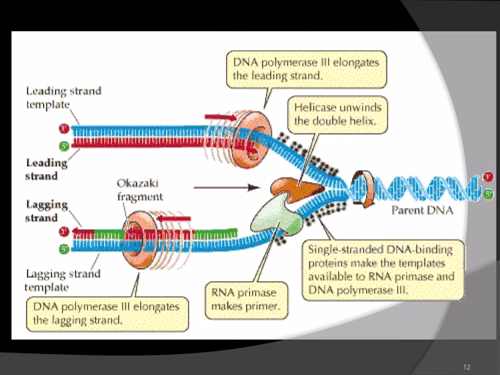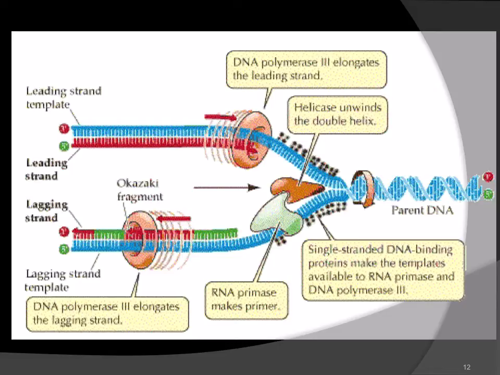Here's a little bit more detail of what actually happens during DNA replication. You've got these two blue strands, and these represent the parent DNA, which is going to act as the template. You can see that the top strand is being replicated continuously, there's no gaps. The bottom strand is being made discontinuously in short pieces or fragments, which we call Okazaki fragments.